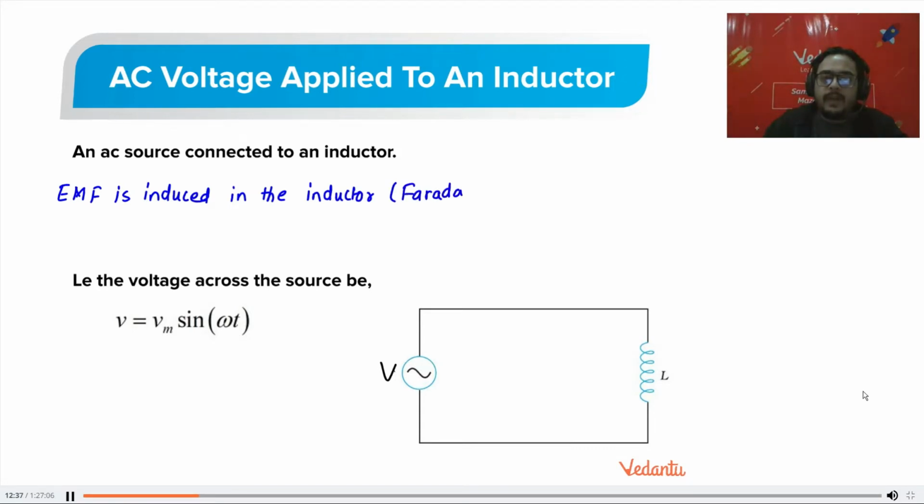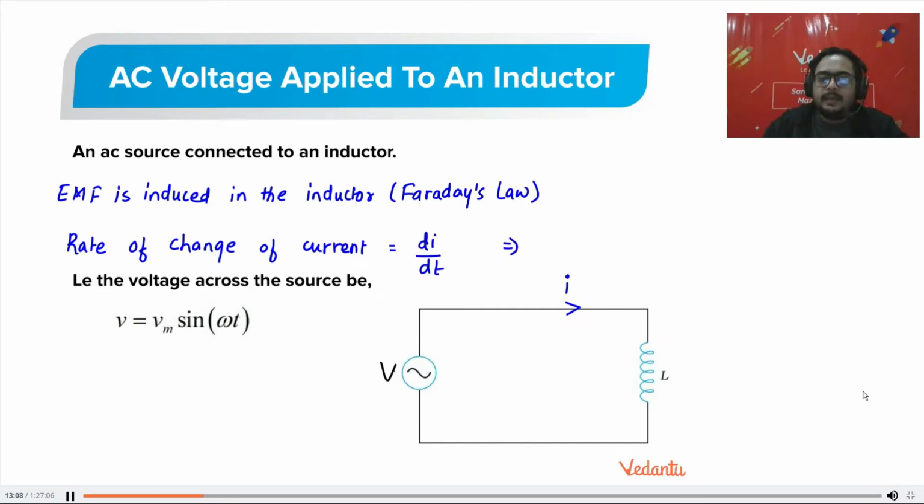I hope you remember Faraday's law. Faraday's law tells you how much EMF will be induced. Yes, inductor is absolutely same as a coil. What is the EMF induced in an inductor? If current I is flowing in the inductor and rate of change of current is di by dt, then the EMF induced in the inductor is minus L di by dt. Do you people remember this? Say yes or no.